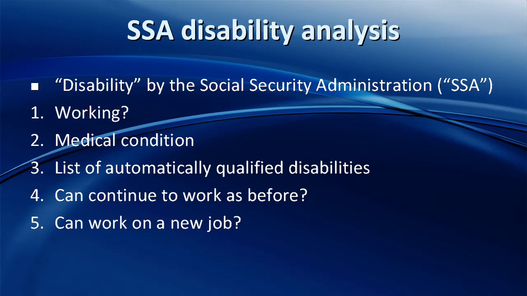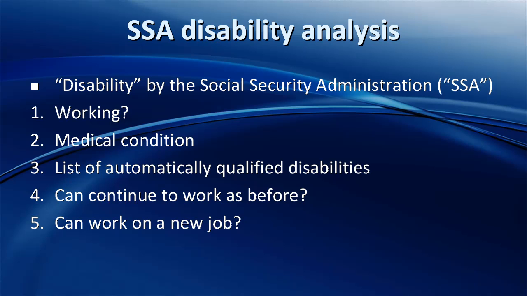Fifth, the SSA will ask whether Ray could adjust to a new job. If so, then the SSA would probably find that Ray is not disabled. If Ray's medical condition would prevent him from adjusting to a new job, however, then the SSA would likely determine that Ray is disabled.